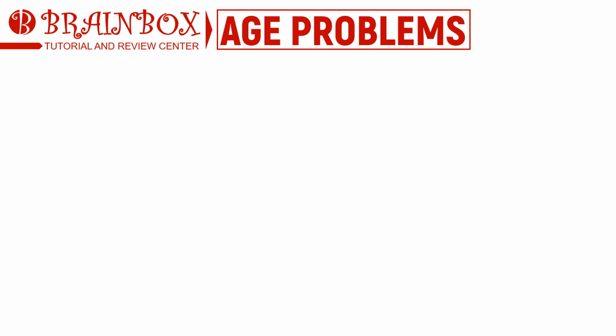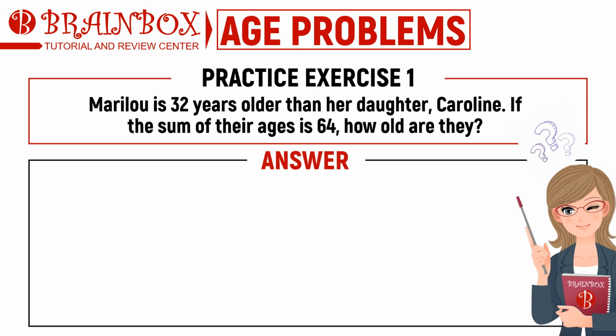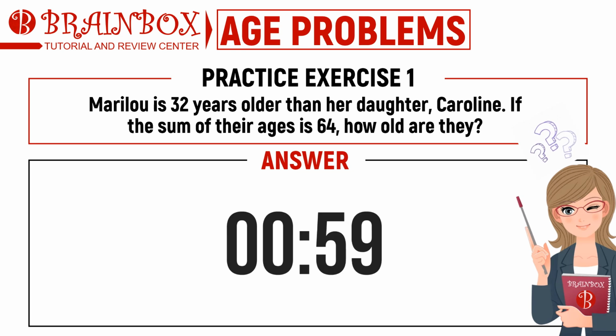Since we have thoroughly discussed age problems, let us try to expound our knowledge by answering this practice set. You have 1 minute to answer each item. Good luck! Number 1. Marilu is 32 years older than her daughter, Caroline. If the sum of their ages is 64, how old are they? Timer starts now.